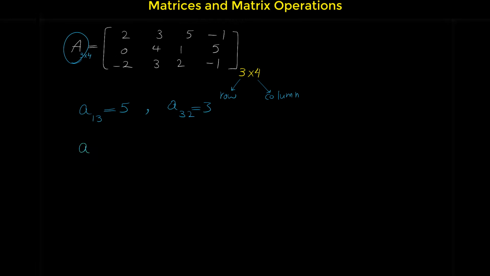What is the element at second row, fourth column? Can you find this element? Second row, fourth column. What is that element? That element is 5. What is the element at second row, first column? Second row, first column. It's 0.